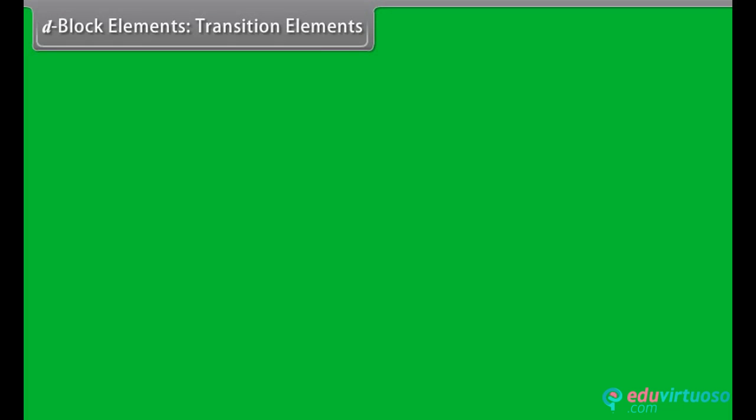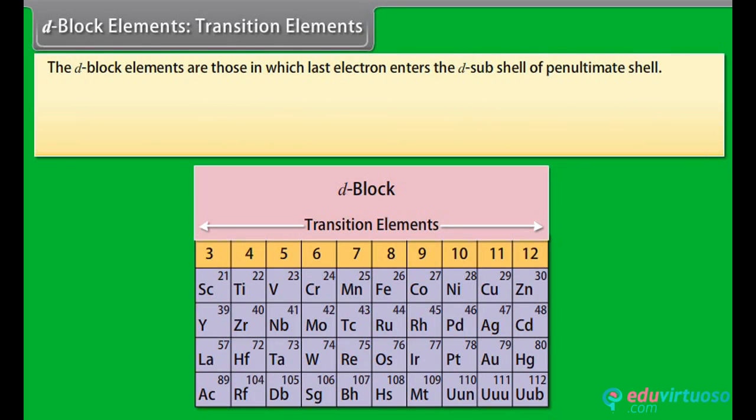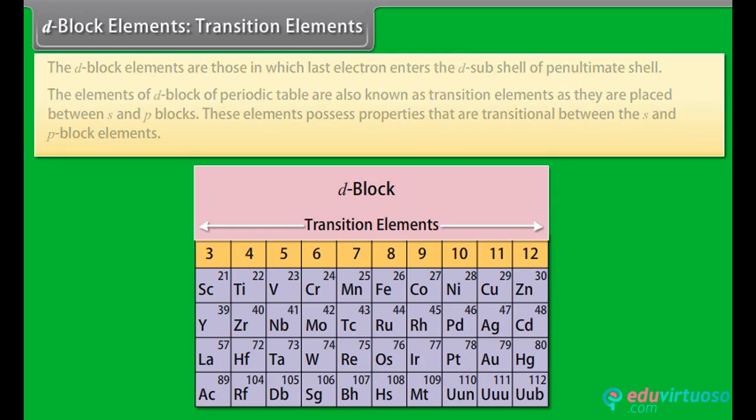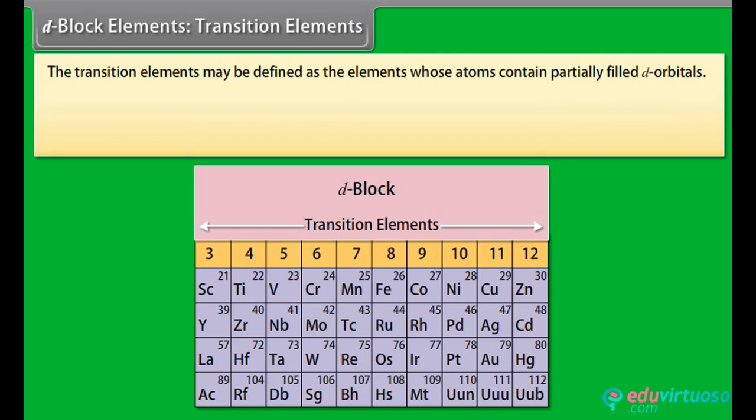D block elements, transition elements. The D block elements are those in which the last electron enters the d subshell of the penultimate shell. The elements of the D block of the periodic table are also known as transition elements as they are placed between S and P blocks. These elements possess properties that are transitional between the S and P block elements. The transition elements may be defined as the elements whose atoms contain partially filled d orbitals.